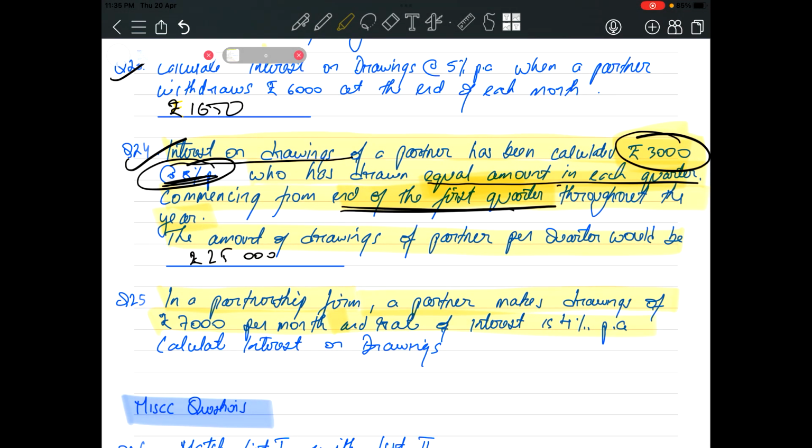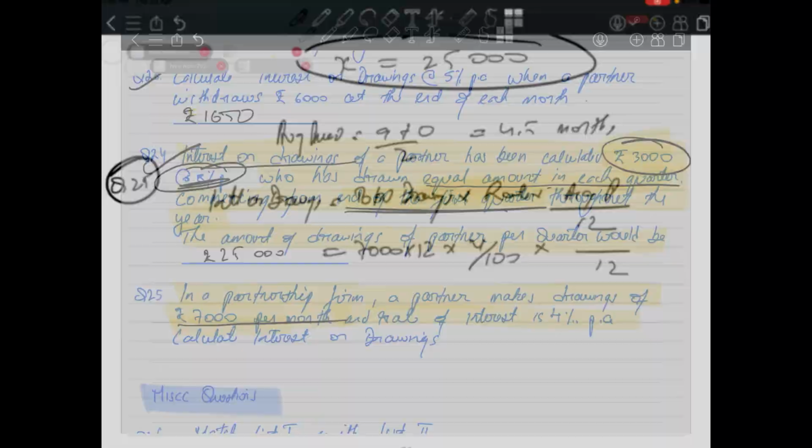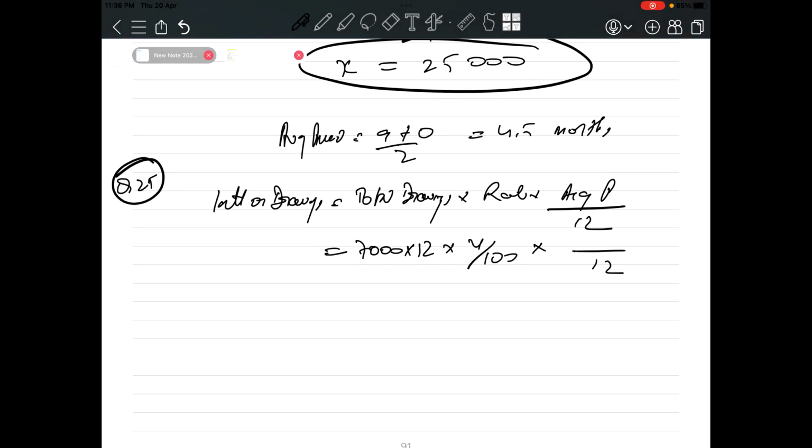The question gives us 7,000 per month. So what will be the total drawings? 7,000 into 12, rate is given as 4%, into average period divided by 12. Now our task is to calculate the average period. Has the question mentioned anything about when the drawings are being done, at the beginning or at the end? Nothing is mentioned, right? So in this case, you will always take the beginning of each month.